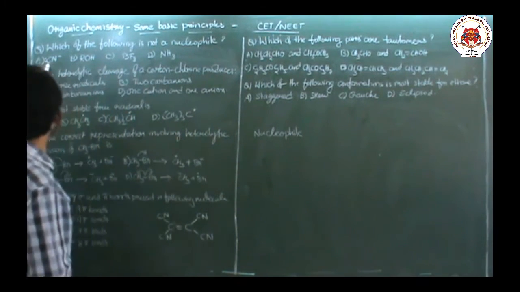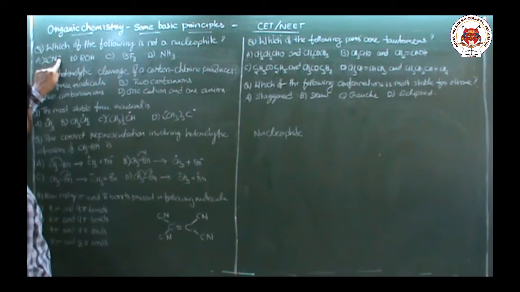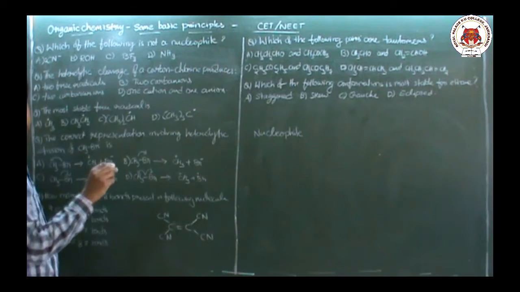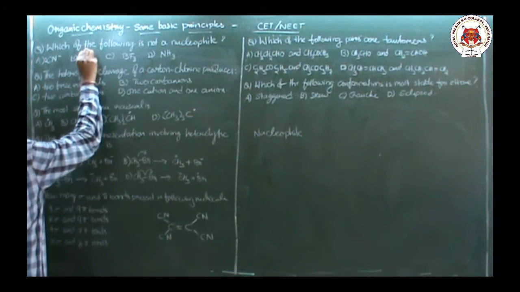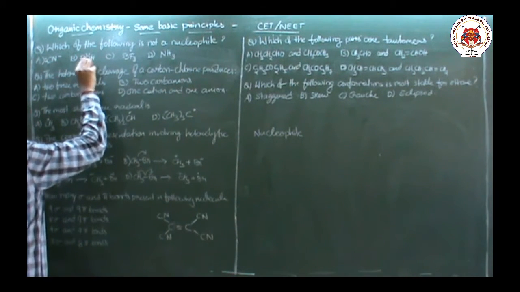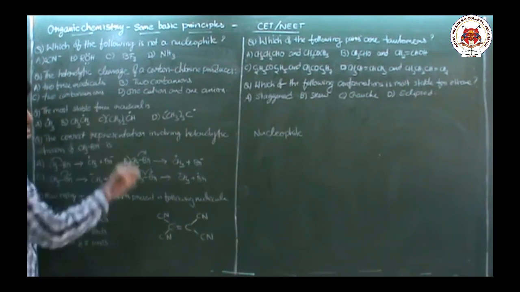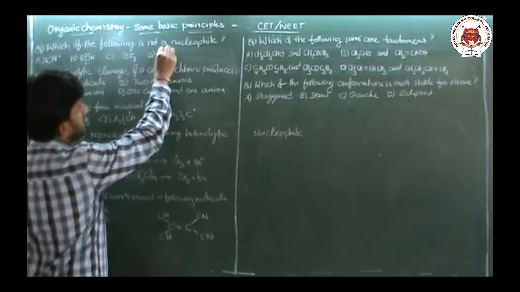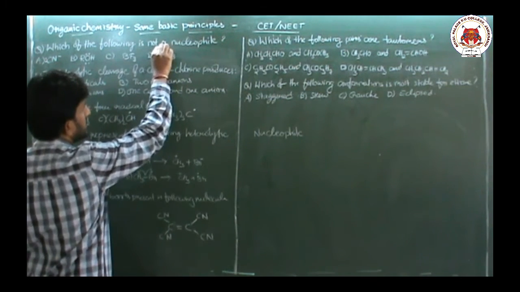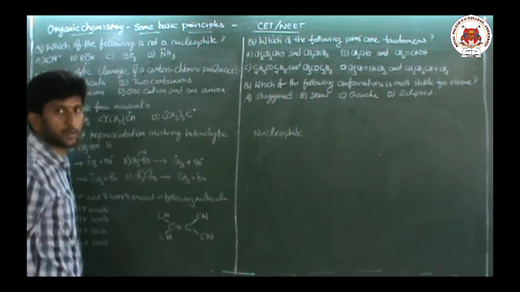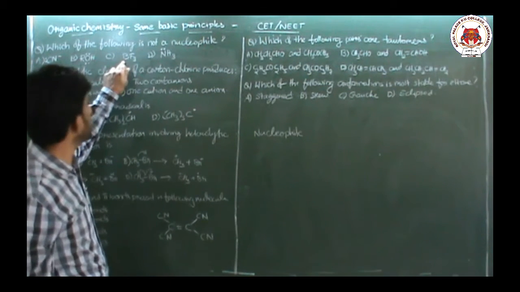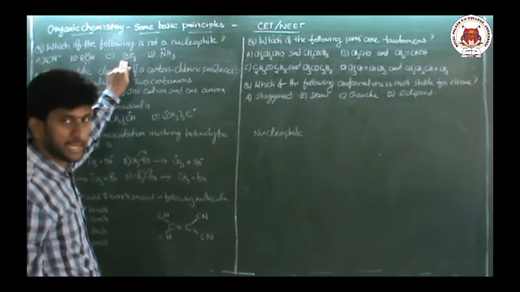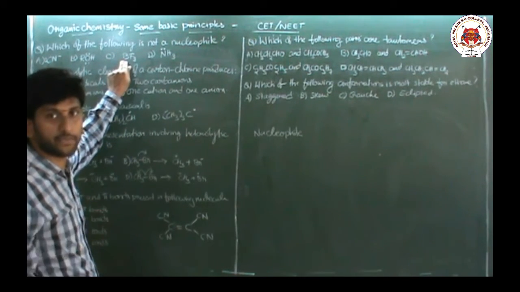If you observe here, cyanide ion contains negative charge. This is ROH. ROH means alcohol. In the alcohol, on the oxygen atom, there are two lone pairs. As you know, oxygen contains two lone pairs. Similarly, in ammonia, nitrogen contains one lone pair. But in case of boron trifluoride, the central atom boron is electron deficient.